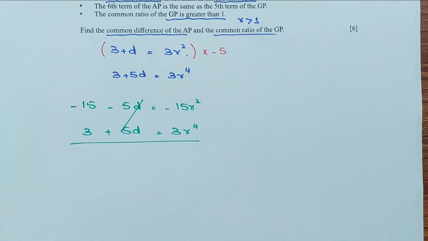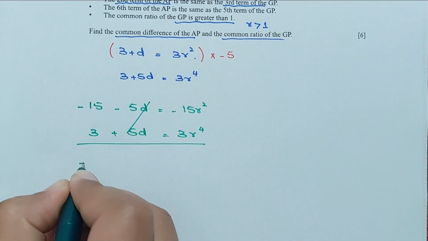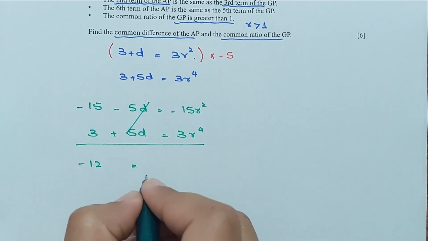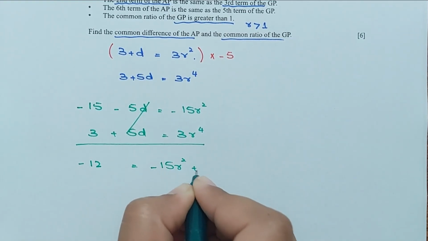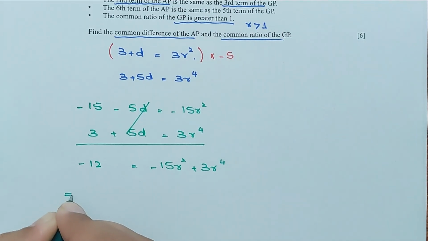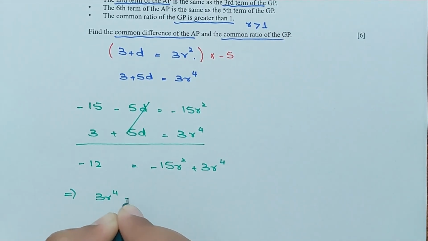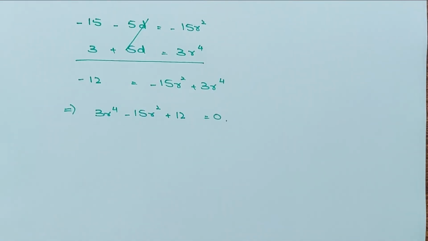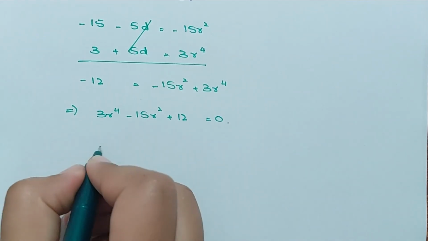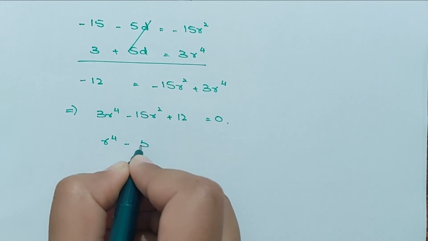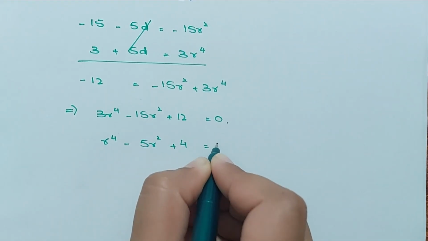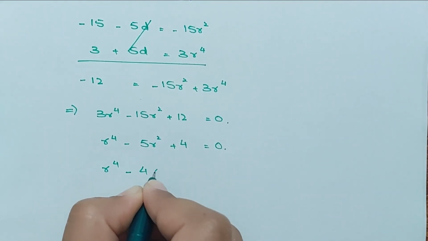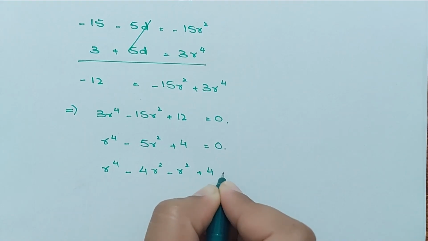Cancel it out, right? So from 15 take away 3, minus 12. And this is minus 15r square and plus 3r power 4, right? Simplify, we have 3r power 4 minus 15r square plus 12 equals 0, right? Let me divide throughout the equation by 3. 15 divided by 3 is 5 and 12 divided by 3 is 4. So factorize, we have r power 4 minus 5r square plus 4 equals 0.